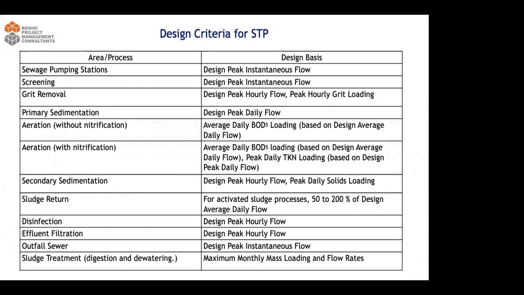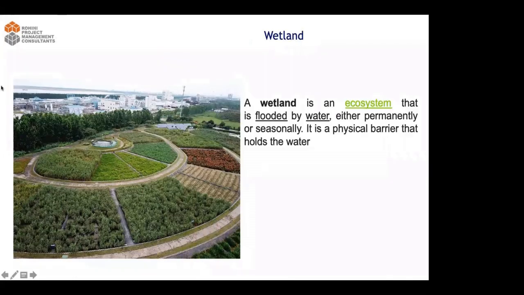Moving forward, now we will visit the wetland. A wetland is an ecosystem that is flooded by water either permanently or seasonally. It's a physical barrier that holds water, right? So a wetland, we can term it as a saturated water zone.